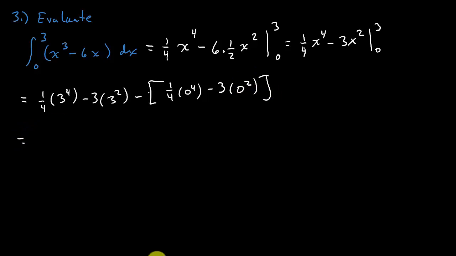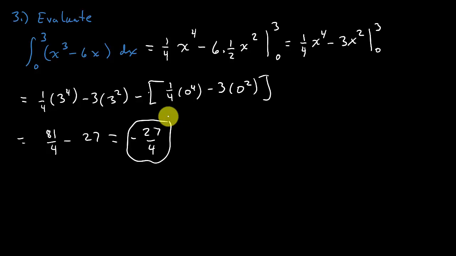All right, so now this is going to be what? 81 over 4 minus 27. All right, and that's going to give us negative 27 over 4. All right, so how about the next one?